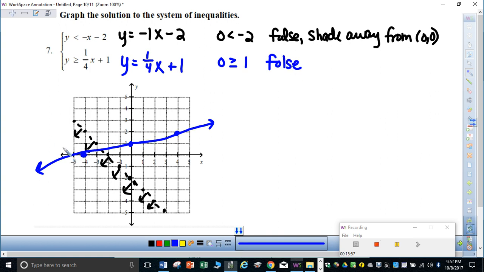So we also have to shade away from 0, 0, which in this case means that we're shading above the line. And now we just have this teeny tiny section where the shading overlaps. It's just going to be right here. That's the only part that we actually want to shade in that represents the solution to our system. All the points in that region make the first inequality true. They also make the second inequality true.